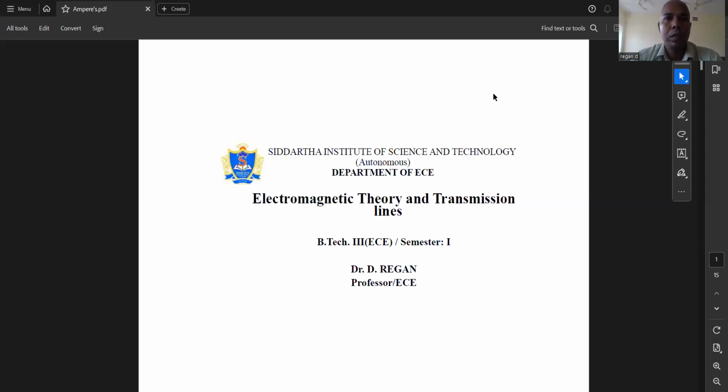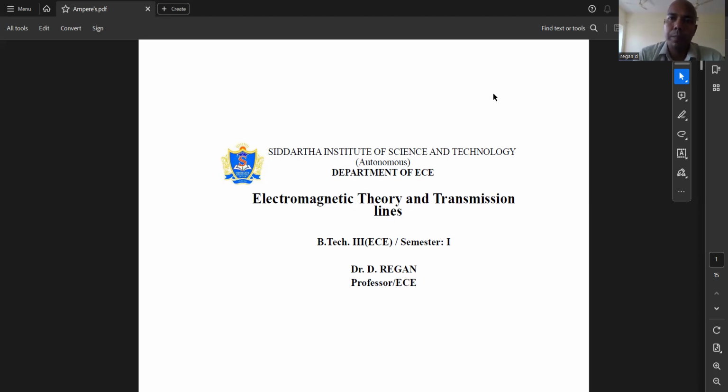Hello. In this session, we see Ampere's law. In electrostatics, we had two basic laws: Coulomb's law, which is extended to Gauss's law. In the same way, in magnetostatics, we have two fundamental laws, starting with the Biot-Savart law. From the Biot-Savart law, we extend to Ampere's law.